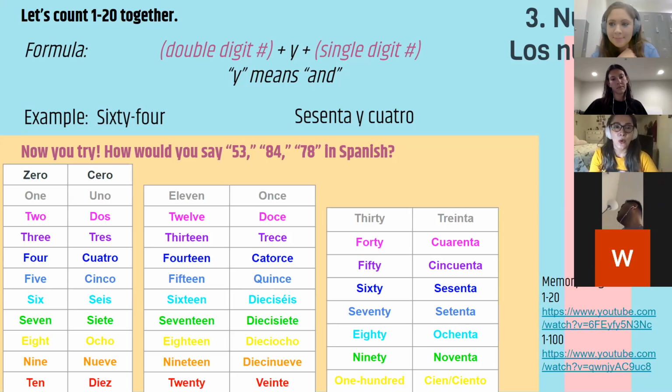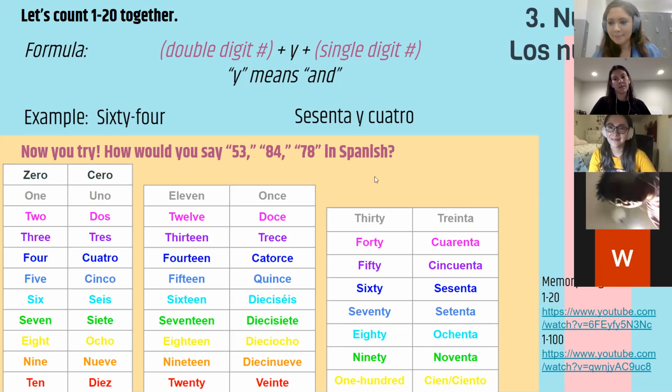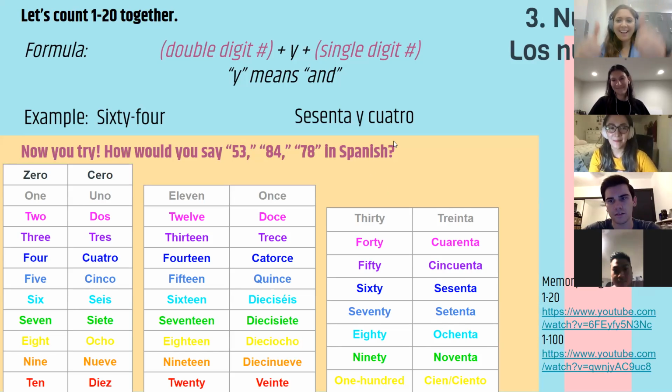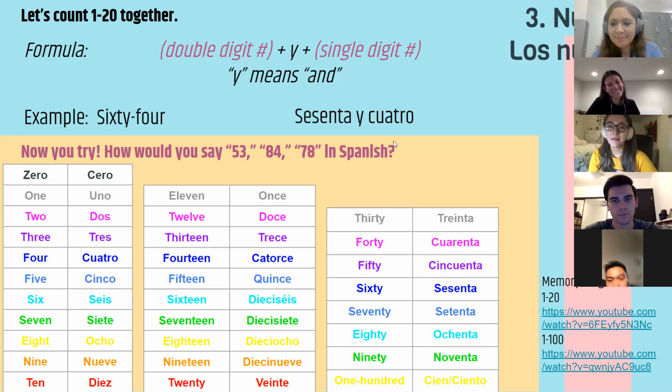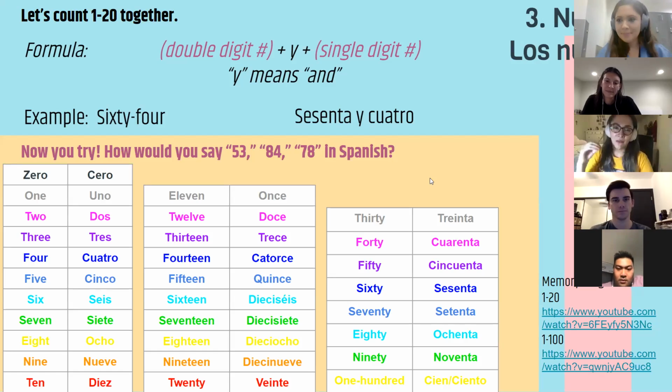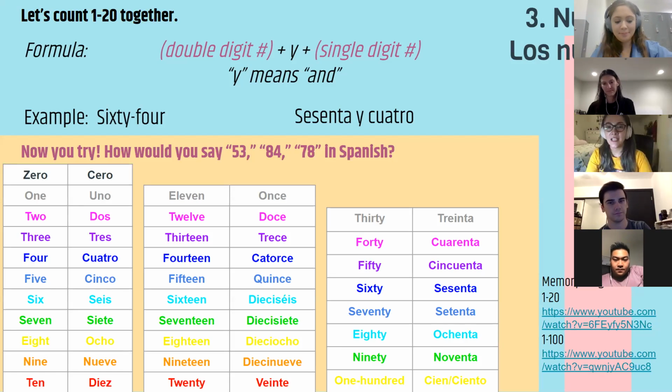Right? So how would you say 53? 53. Yep. What about 84? 84. And 78? 78. Yep, very good. So you can use this formula if you want to go higher up in numbers. And you can see here there are some links in the slide to different memory songs. You can try them when you have some time. Okay.